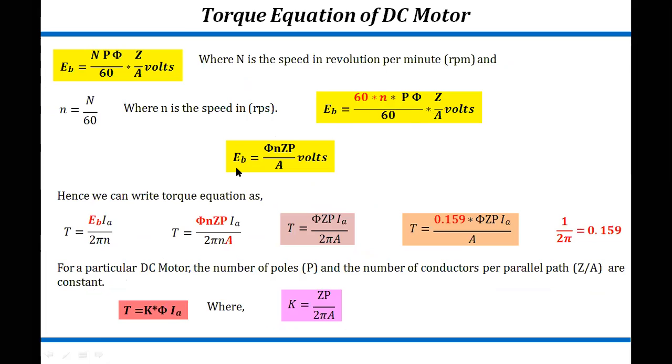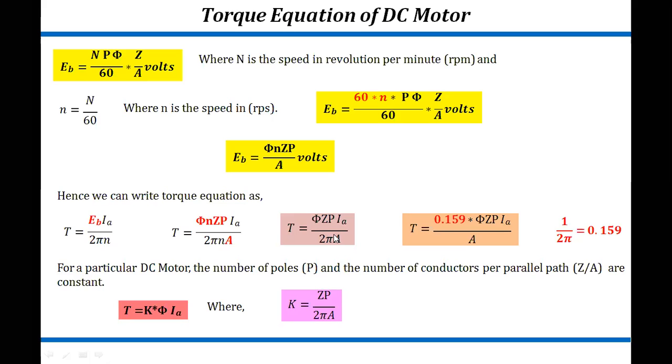Here again we have the torque equation, that is nothing but EB IA upon 2 pi n. So I can write the EB value here. If you write it, you will get this equation. Now what can we do? Again 1 upon 2 pi, if you solve, you will get the value 0.159. So you can write this value here, otherwise you can use this equation directly.